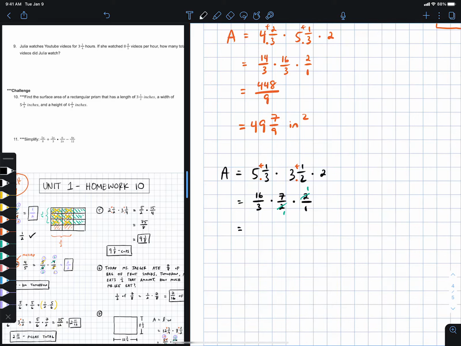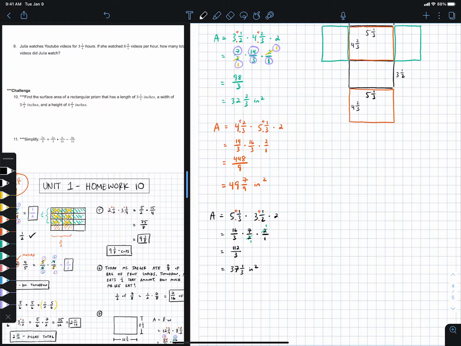And then on top, 16 times 7, that's 70 plus 42, so I think it's 112. And on the bottom, 3 times 1 times 1. So we have 112 on top divided by 3. I think that goes in 37 times, if I'm not mistaken. 37 with 1 left over. So that's 37 and 1/3 inches squared.